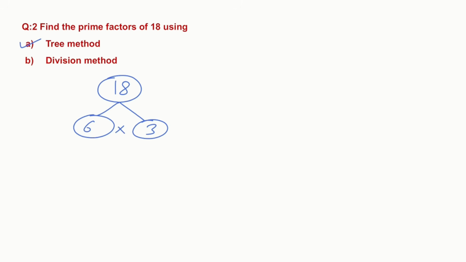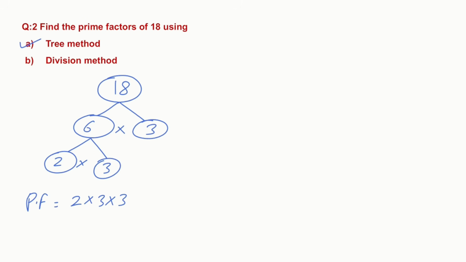Now 3 is a prime number, so we are not going to do anything with 3. And 6 is a composite number. So again we are going to break the 6 into two factors, which is 2 and 3. Now 2 and 3 both are prime numbers. So our prime factor is 2 times 3 times 3.